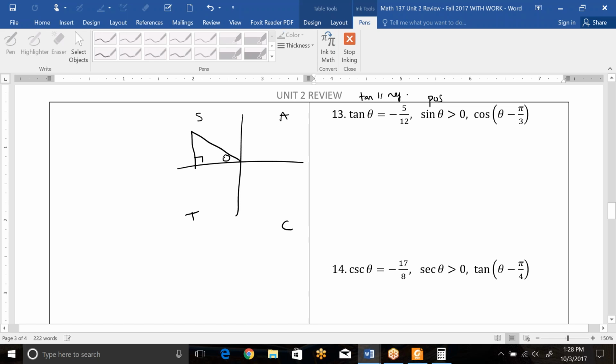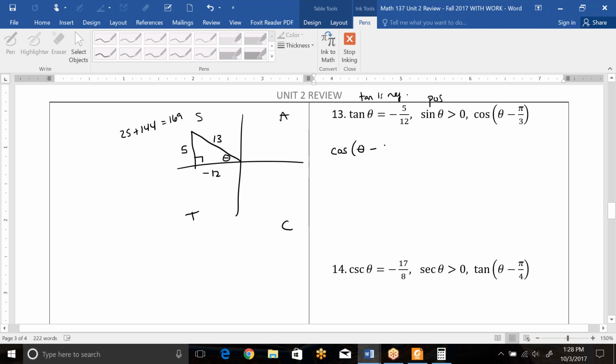And then this is our theta, and they told us that tangent is 5 and 12. We can figure out the sign by what quadrant we're in. The x's are negative over here, so that's why it's a negative fraction. So this is 5 and negative 12, and then that would be 25 plus 144, because those are both legs, which is 169. So that means this is positive 13. Hypotenuse is always positive.